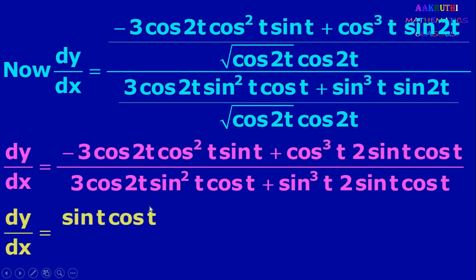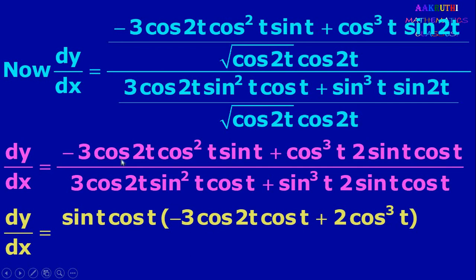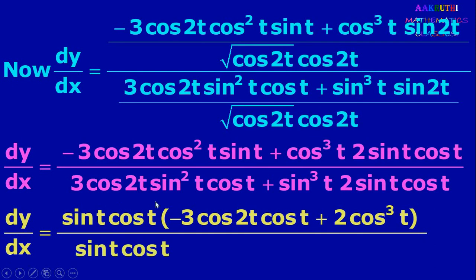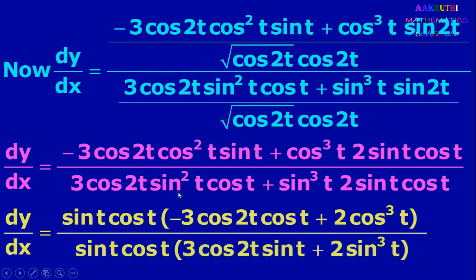We take common only sin t and cos t. Take sin t cos t common outside, and remaining is minus 3 cos 2t into cos t. And here it is cos cube t into 2, it is 2 cos cube t. So in the denominator also take sin t cos t common outside. Remaining is 3 cos 2t into sin t, and here also sin t into cos t taken outside, remaining is 2 into sin cube t. And here we can cancel sin t cos t, remaining is minus 3 cos 2t cos t plus 2 cos cube t divided by 3 cos 2t sin t plus 2 sin cube t.